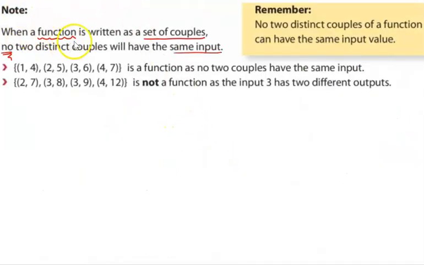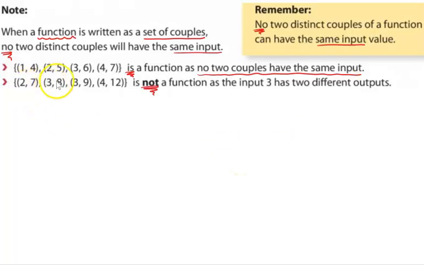Note, when a function is written as a set of couples, no two distinct couples will have the same input. So remember, no two distinct couples of a function can have the same input value. So (1, 4), (2, 5), (3, 6), (4, 7) is a function, as no two couples have the same input. No two couples have the same x value.